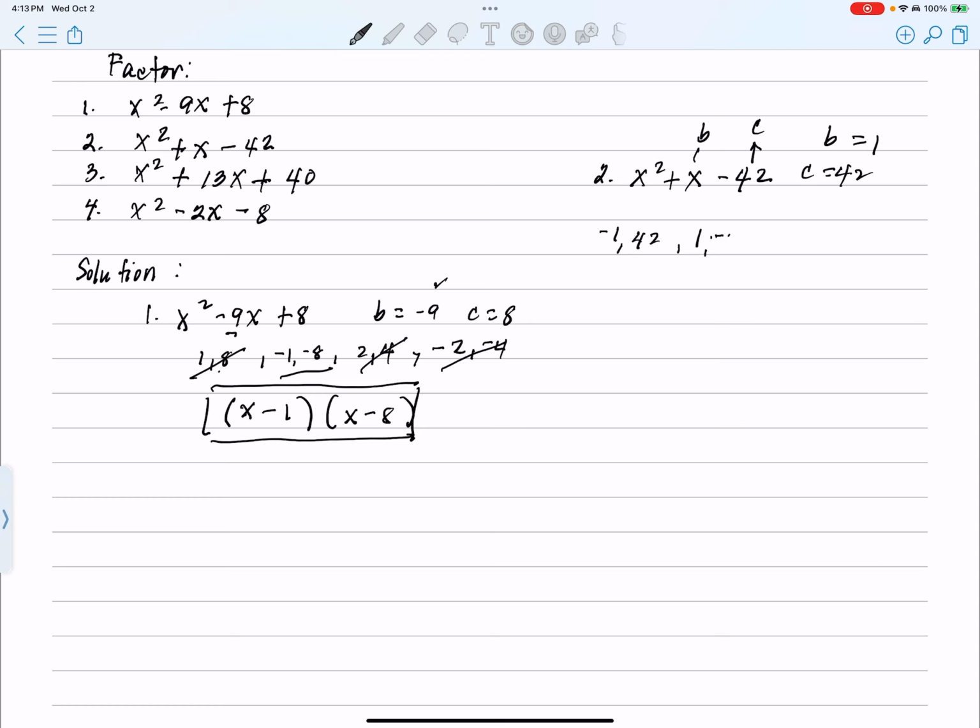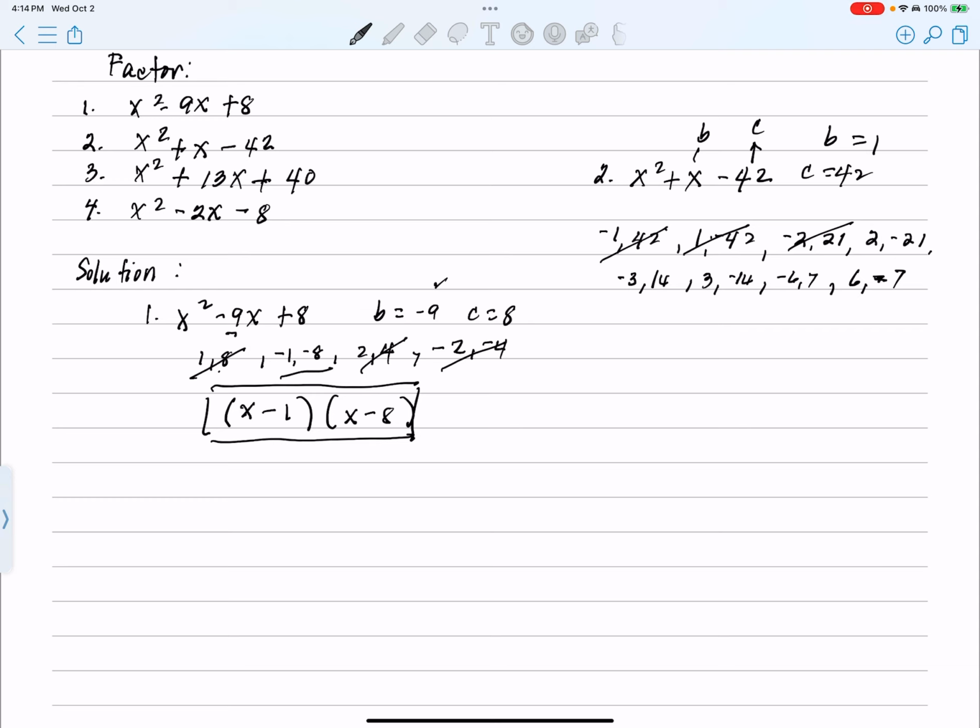Okay? We have negative 2 and 21. 2 and negative 21. Later on, when you are used to finding the factors, you can do it in the fastest way. You have negative 6 and 7, 6 and negative 7. When we add, negative 1 and 42 doesn't give you 1, so it's not. 1 plus negative 42, it's not 1. Negative 2 plus 21, it's not 1.